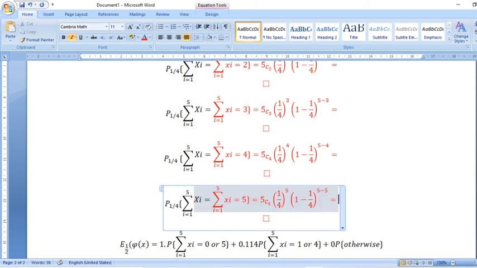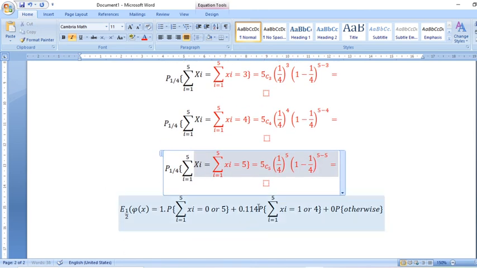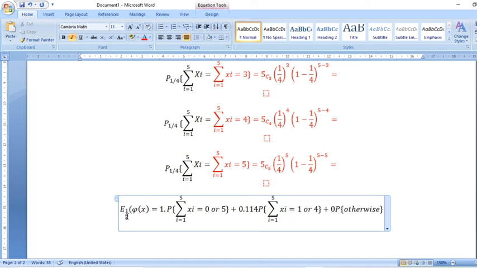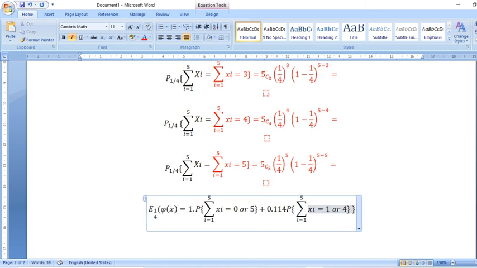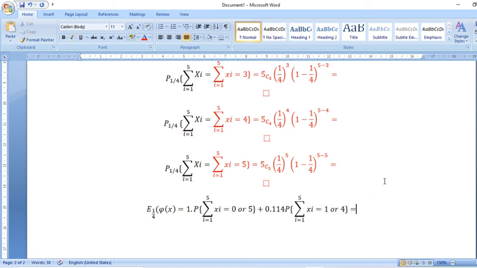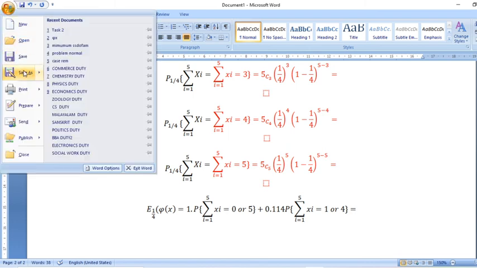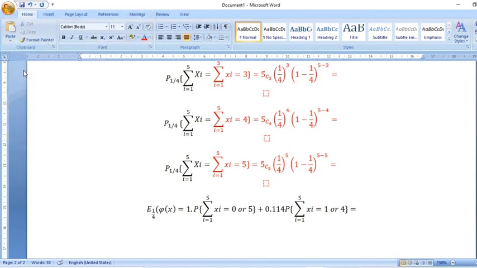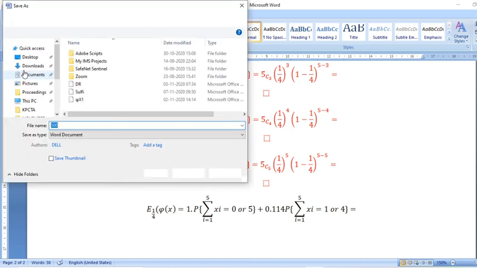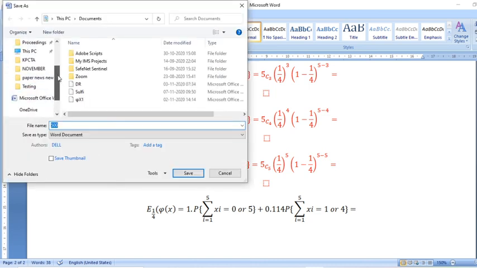You have to find out the right side values, and you can substitute them here. Then you get the power. So you have to find out these values. I will give you this Word file by WhatsApp and you can use that for the computation of power.